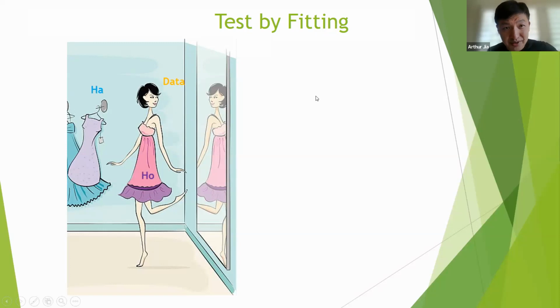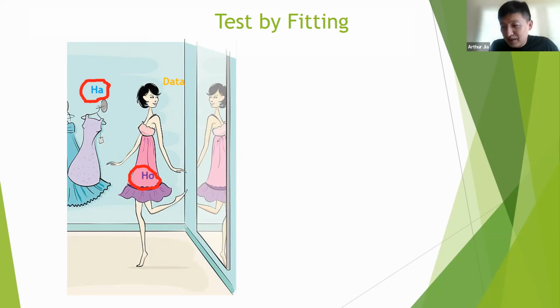You have two dresses from which you're going to pick one to go to the party, and you really do not have enough time to try both. Then you just put one on. So that one is the null hypothesis. The other one, yeah, is an option. So you put the dress on yourself, which means fitting the data with the null model. Yeah, you look into the mirror to see if it fits you or not.